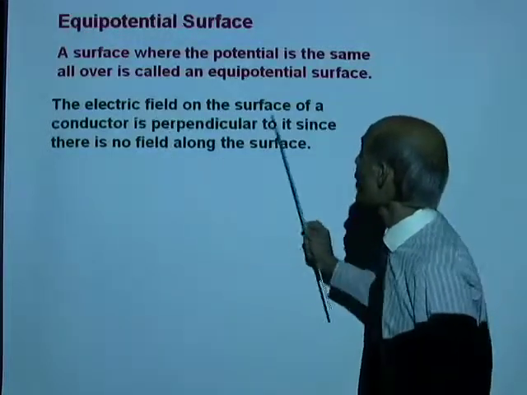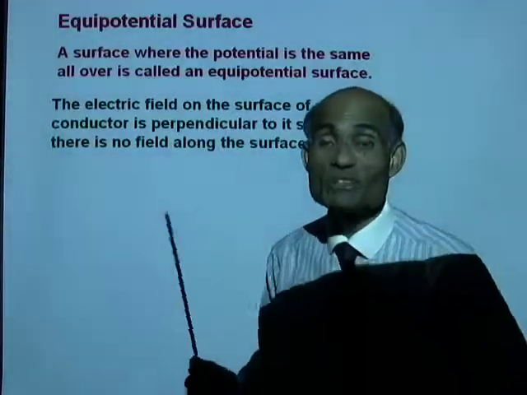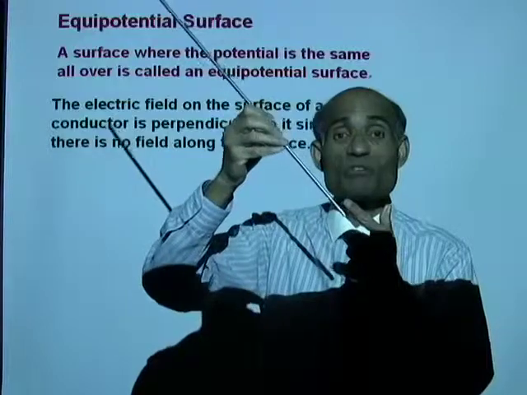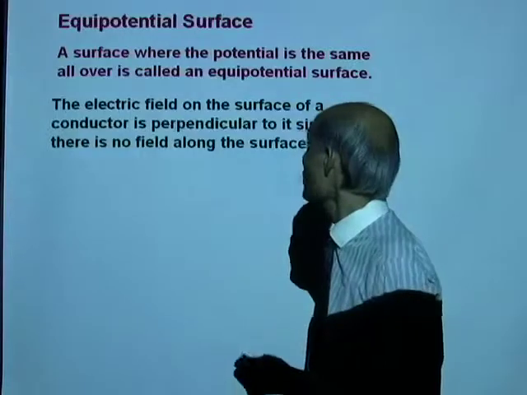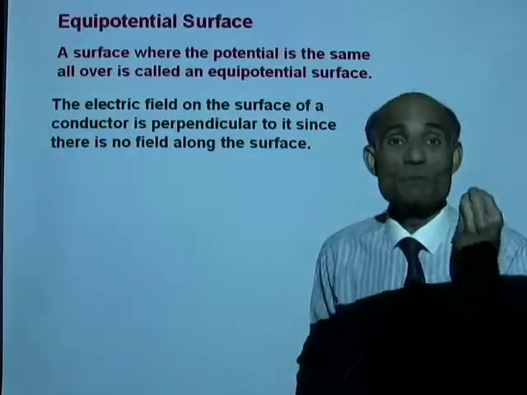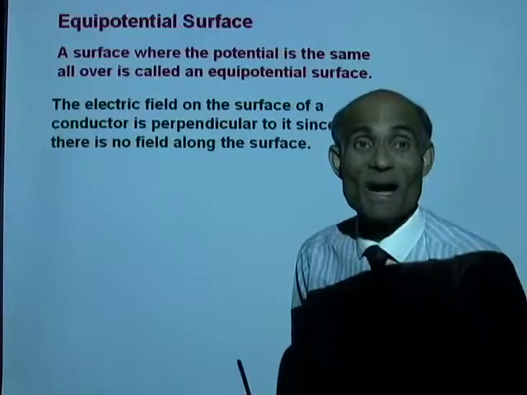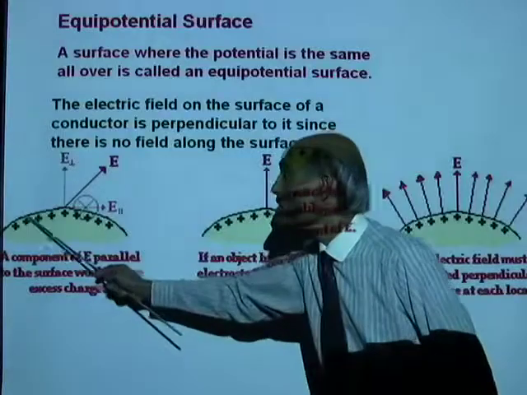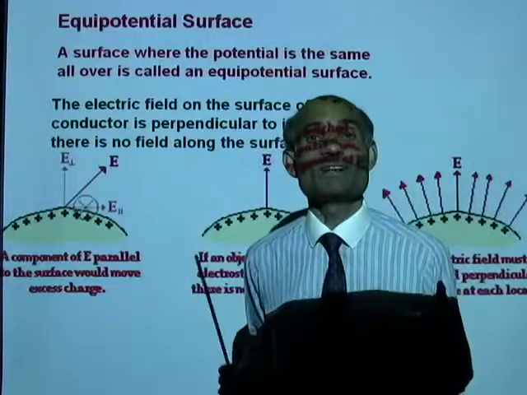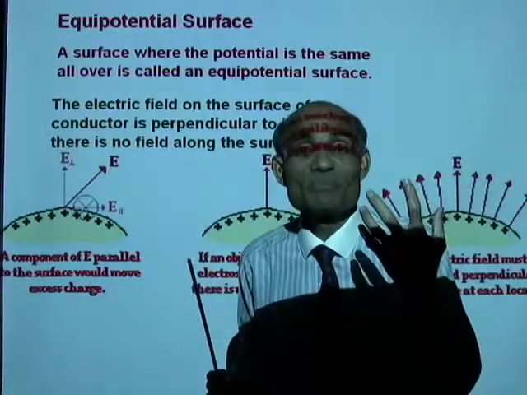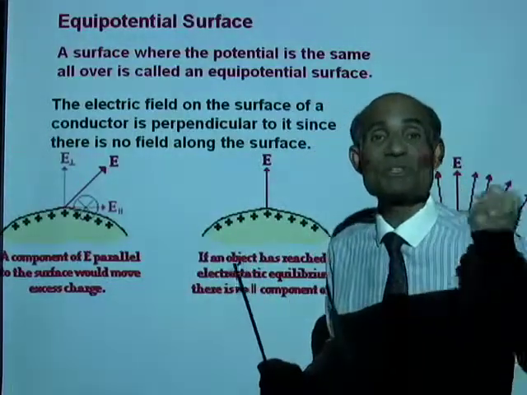The electric field on the surface of a conductor, we talked about it. You have a charged conductor. On the surface, the electric field always is at right angles. So the electric field on the surface of a conductor is perpendicular to it, since there is no field along the surface. That means the surface of any charged conductor, irrespective of the shape, is an equipotential surface.